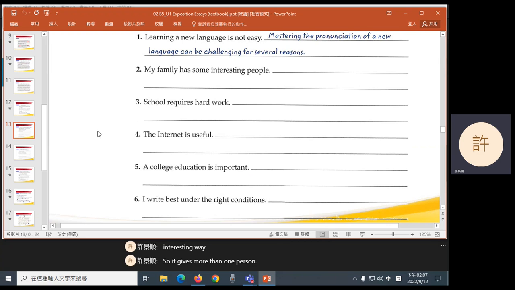Or to give a more concise answer, my younger brother and my grandfather sometimes talk in interesting ways. So my family turns into two specific people, and interesting gets more detail about what is interesting. Is how they speak. Okay, number four, the internet is useful. A very vague sentence. Let's see if we can have a more detailed thesis statement.